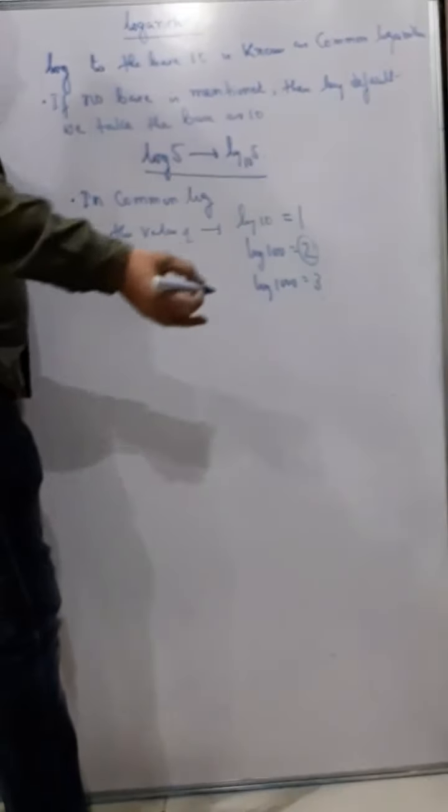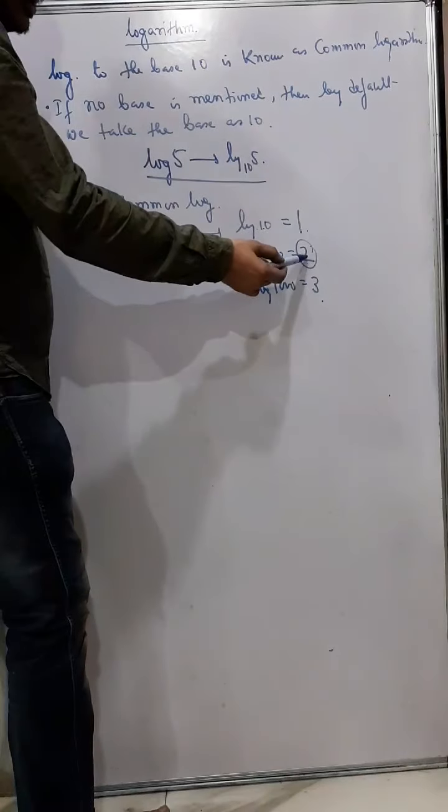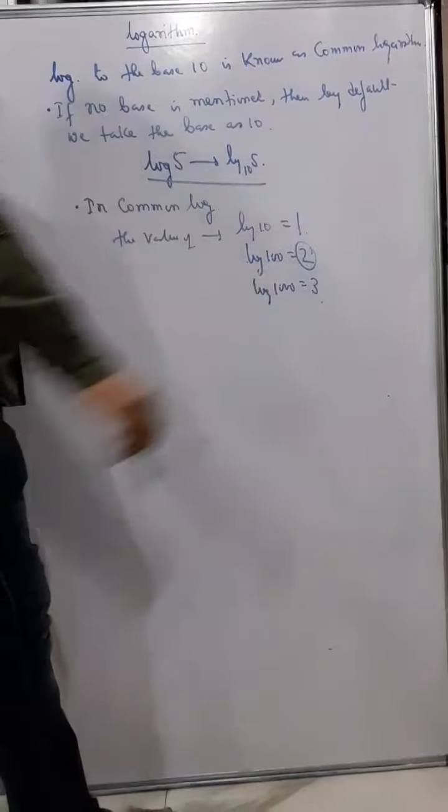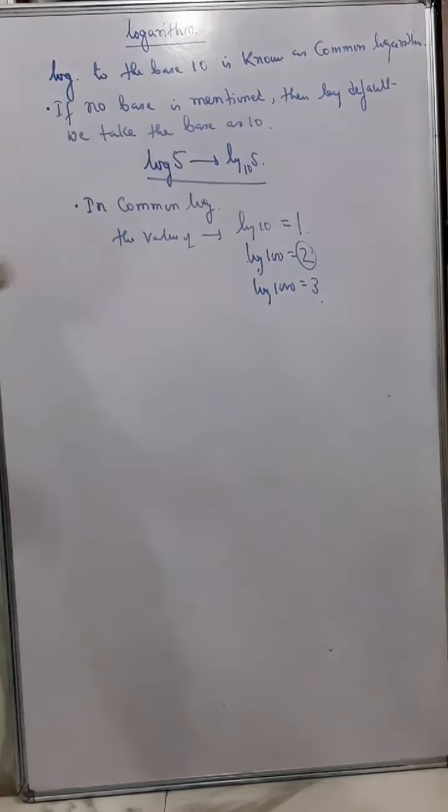Similarly, log 1000 means 3. You can easily understand by the number of zeros here. 10 means 1, 100 means 2, 1000 means 3. Similarly, log 10,000 will become 4. Understand? So copy this.